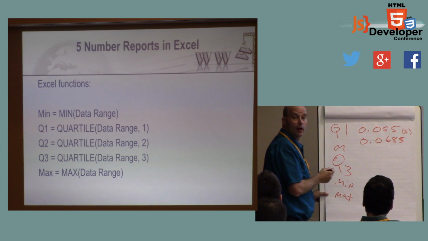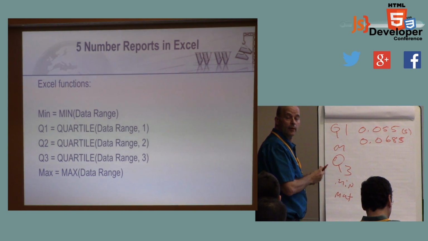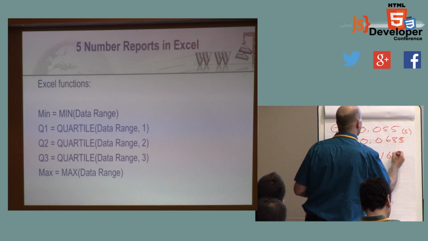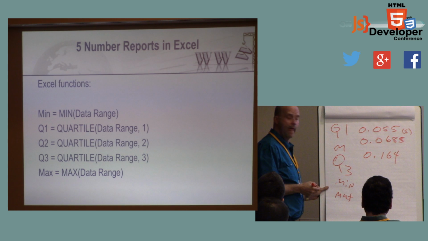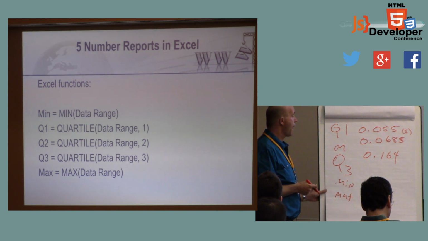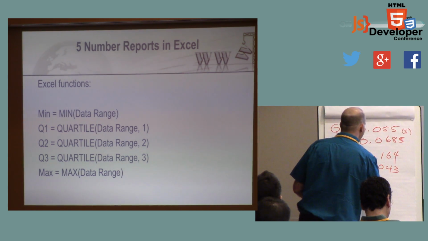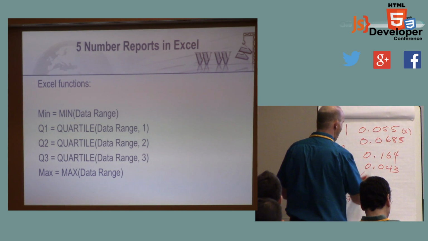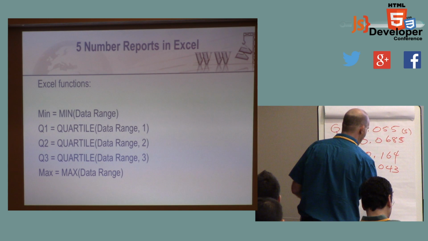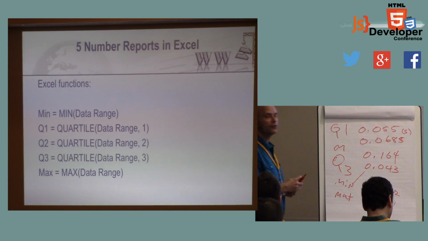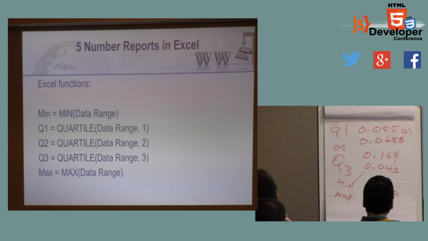All right. The Q3 is 0.164. And the min and the max. The min is 0.043. And the max, 0.522. All right, so these are the numbers that this guy got for Twitter.